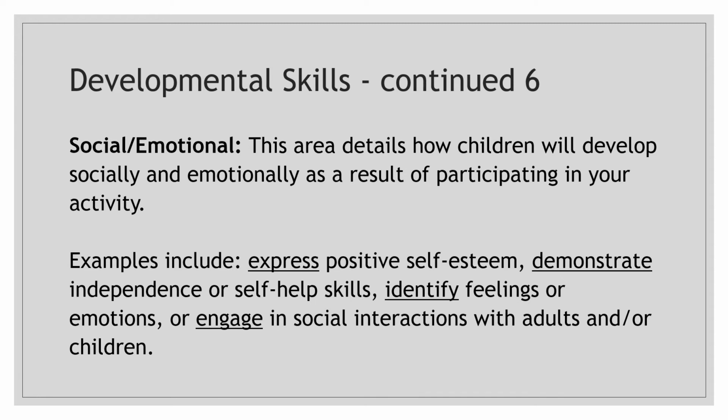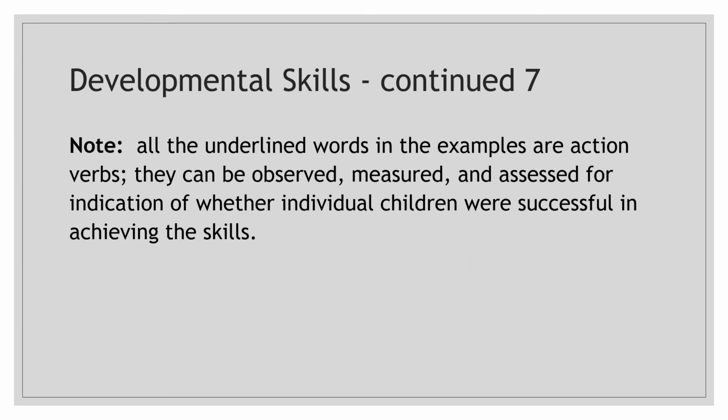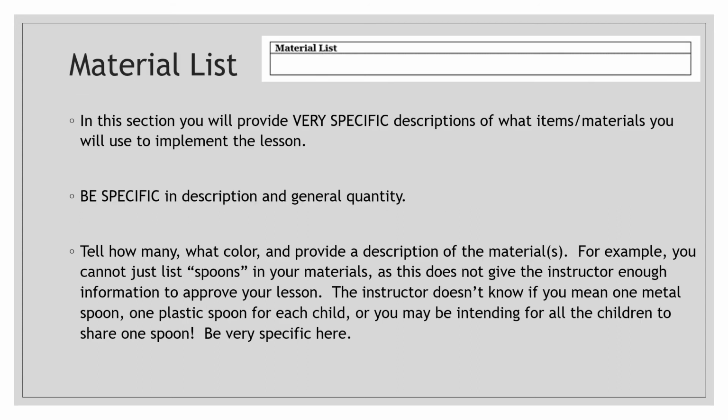Social and emotional areas. This area details how children will develop socially and emotionally as a result of participating in your activity. Examples include express positive self-esteem, demonstrate independence or self-help skills, identify feelings or emotions. Note, all the underlined words in the examples are action verbs. They can be observed, measured, and assessed for indication of whether children were successful in achieving the skills.